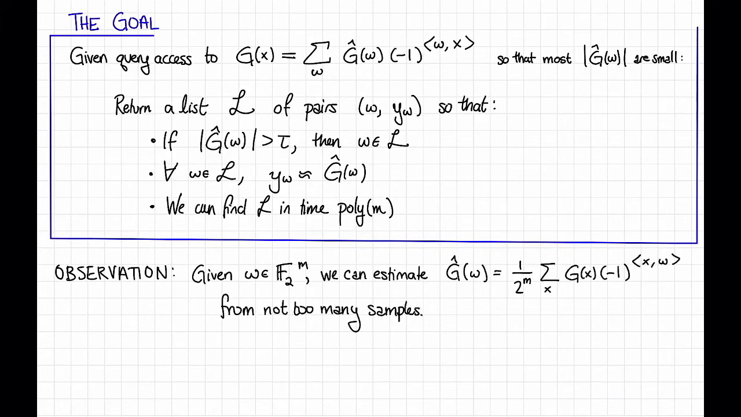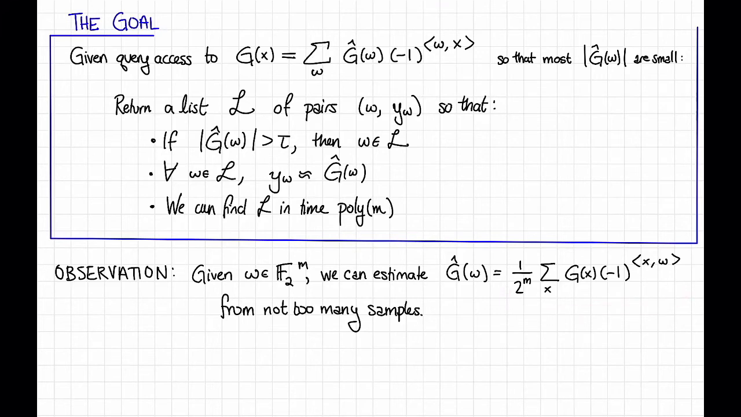The observation is that given a fixed omega in F2 to the m, we can actually estimate g hat of omega fairly quickly from not too many samples. The reason is that the definition of g hat of omega is as an average of a bunch of terms that look like this, each of which are plus or minus 1. We can figure out any one of these terms by sampling g of x, and so we can estimate the average by just taking a random subset of these and sampling them and taking the average of that. It turns out that if you take not too many samples, then with high probability, that's going to be a pretty good estimate for this average.